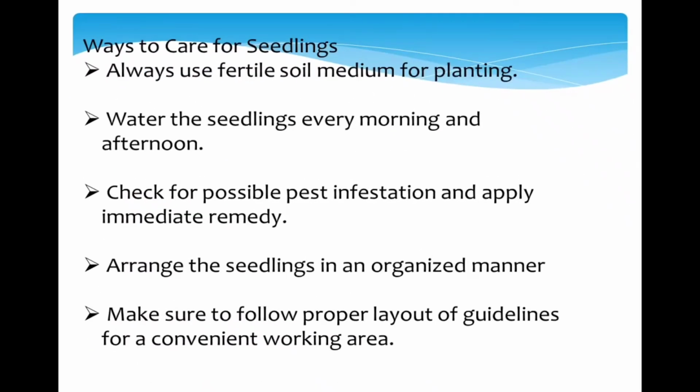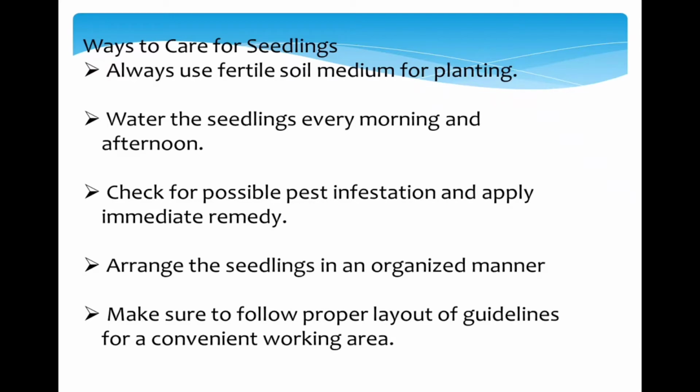So there are ways to care for seedlings. Of course, the first step is always to use fertile soil medium for planting. When you talk about fertile soil, ito yung matabang lupa na gagamitin para madaling lumaki yung ating mga tanim. Then water the seedlings every morning and afternoon.